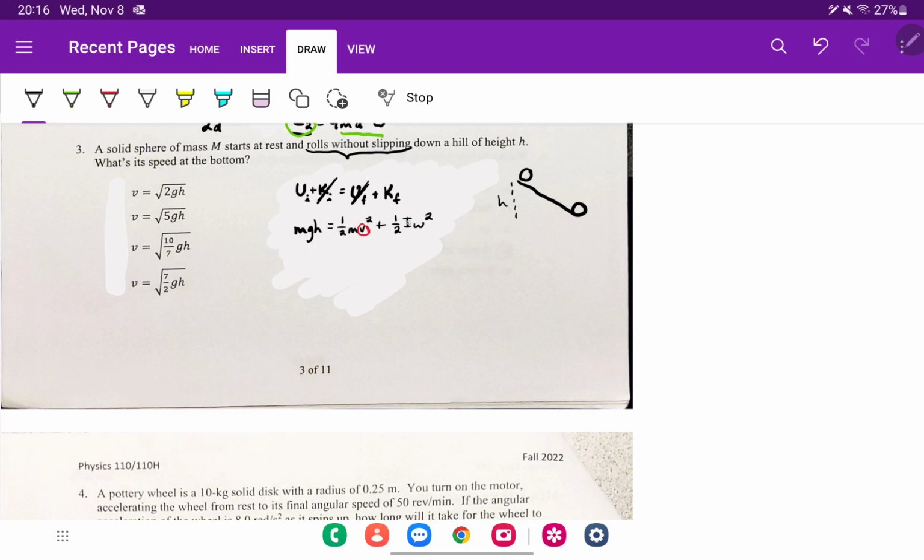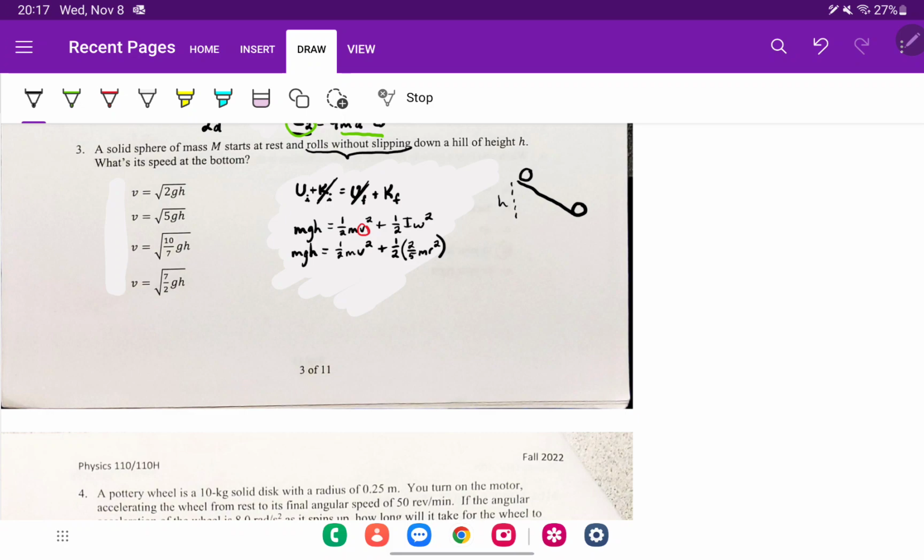I want to get rid of that I because if we look at our answer choices, everything's in terms of g and h. The only thing that messes that up is the I and the omega. So we need to get rid of those by replacing them with something. So I'm going to copy this. Now, my I, this is saying it's a solid sphere. So if we look at our equation sheet, we find our I for a solid sphere to be 2/5 mr squared.